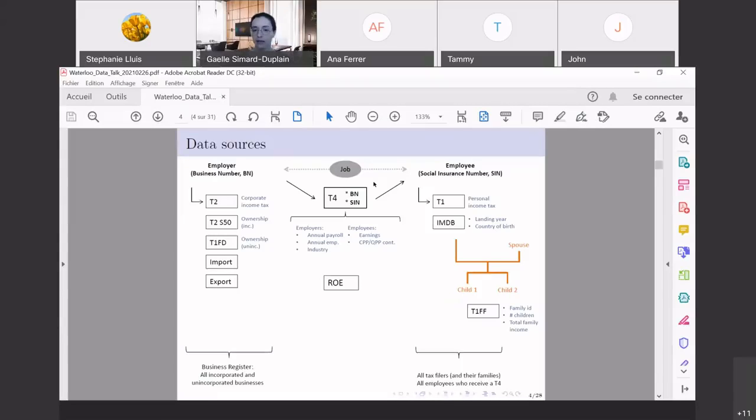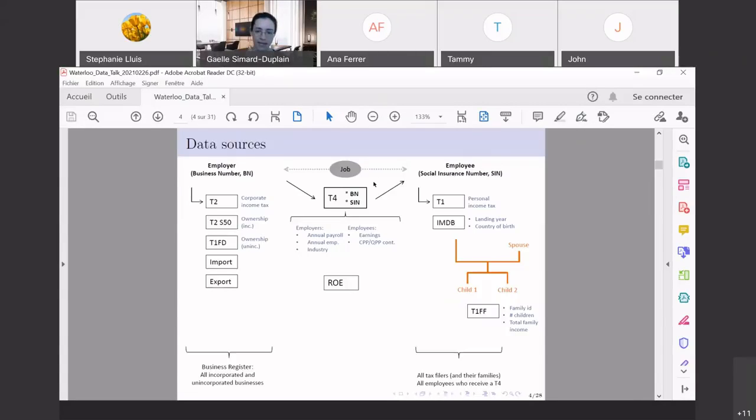linked data set. So on the T4, we're going to have both the business number, which is the identifier for the employer, and then the SIN number, which is obviously the identifier for the employee. And T4s are going to have all sorts of information at the job level that is relevant both for the employees, right? So earnings, contributions to CPP or QPP, but it's also going to give us already some information on the employers, things like annual payroll, annual employment, industry.